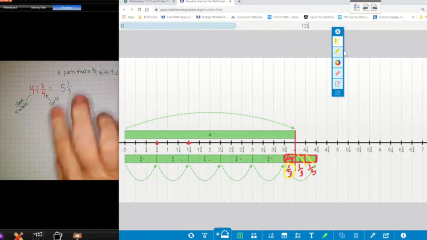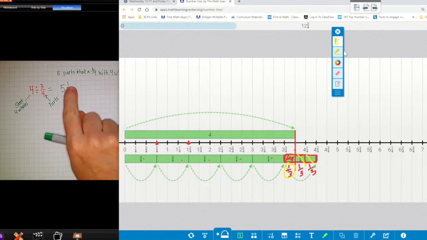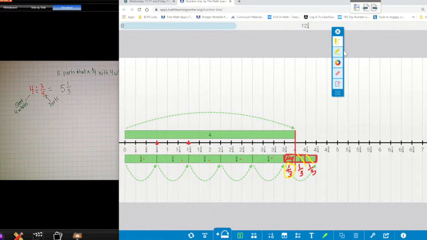I have 5 whole 3/4 pieces, and then 1/3 of the last 3/4 piece. Now let's use that strategy from yesterday.